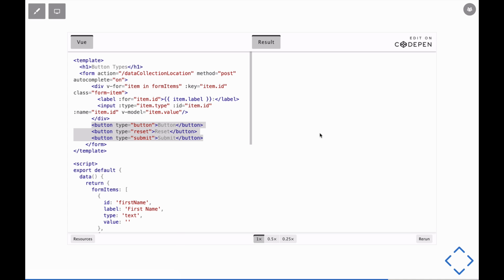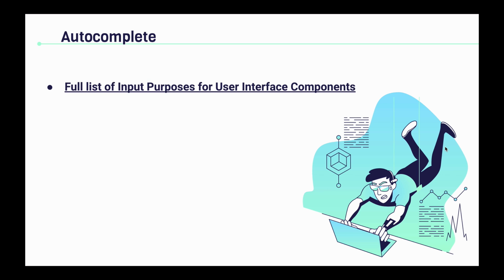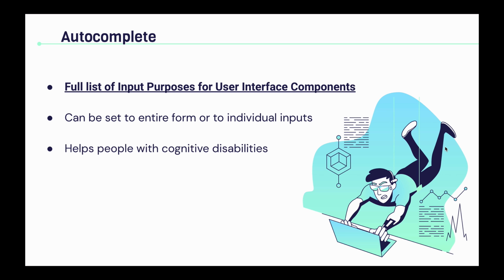will submit my form. Another thing that really helps users to fill out forms is autocomplete. There's a huge list of autocomplete attribute values for you to use. You can set autocomplete to on for the entire form, or you can set specific attributes for individual inputs. And this is going to help people with cognitive disabilities, as they don't need to interpret the purpose of each field. And this is helpful in case some of the labels are not familiar to them.